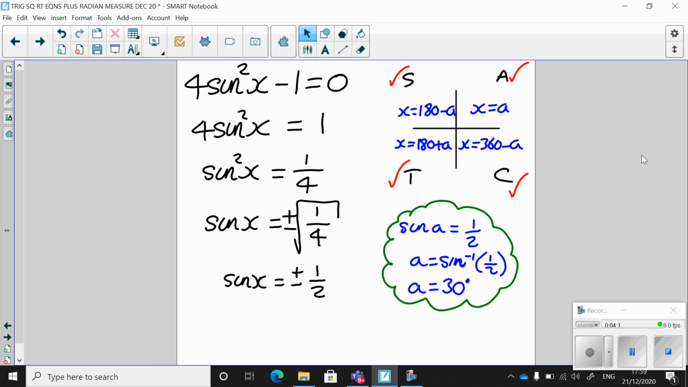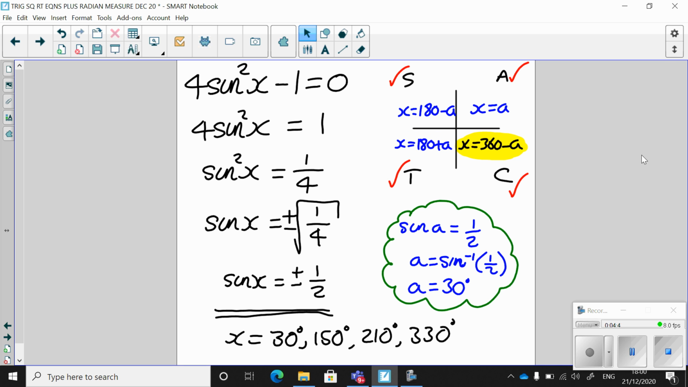Right, let's take that answer and put it into all of our 4 quadrants. x equals A, x equals 30, 180 minus 30, 180 plus 30, 360 minus 30. Okay, that's what we're doing here. x equals A, 30; 180 minus A, 180 minus 30, is that 150? Yep. 180 plus A, 180 plus 30 is 210. And finally, 360 minus 30 is 330. Oh, bingo! That looks good.